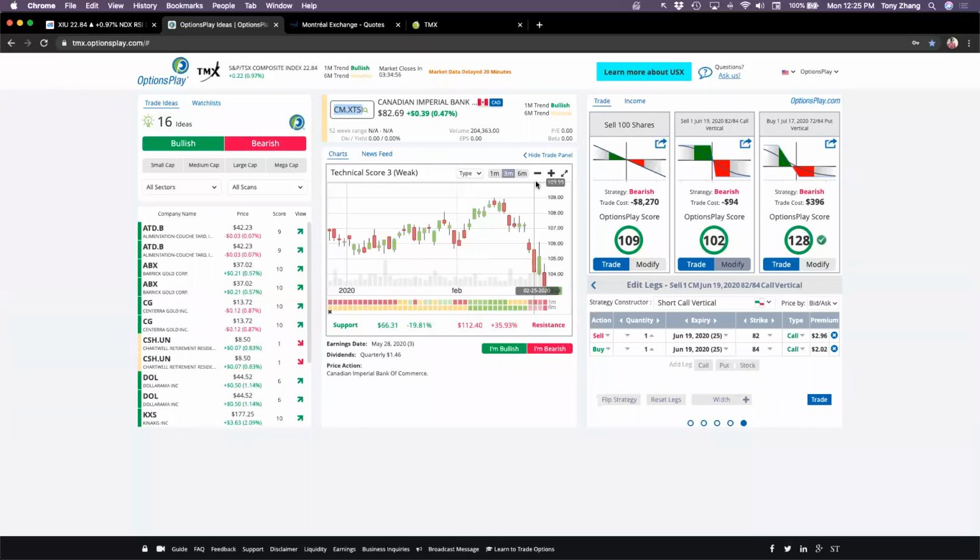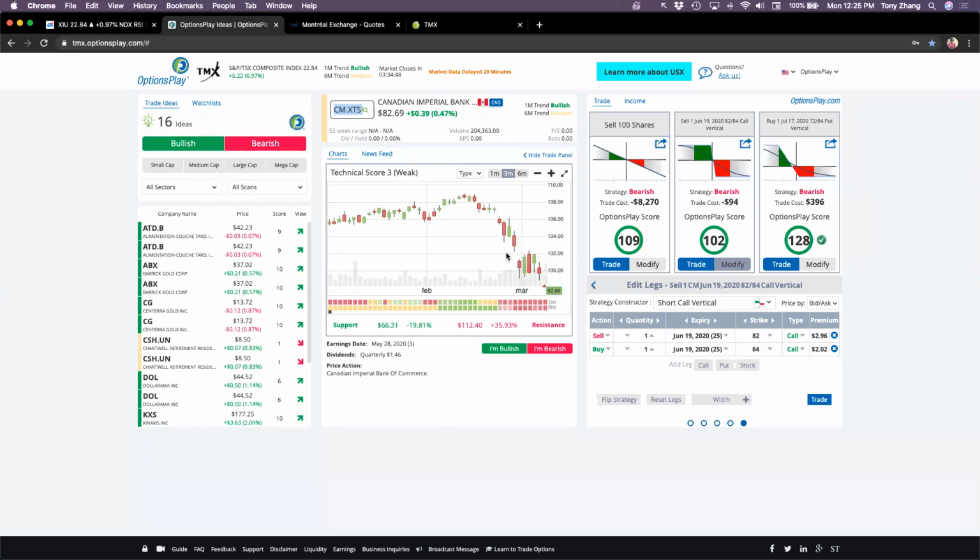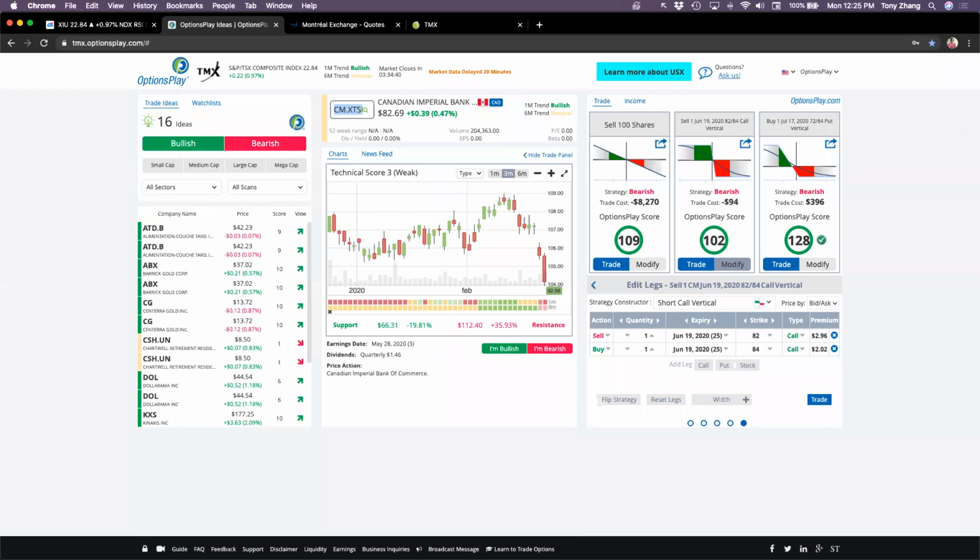I would buy back that 110 call, which at that point would be close to worthless, and I would sell maybe a 107 or 108 call and collect a little bit more premium. And if the market kept going lower, I can continue to exit my covered calls early and collect more premium. That's an example of some time where I would exit a covered call early.